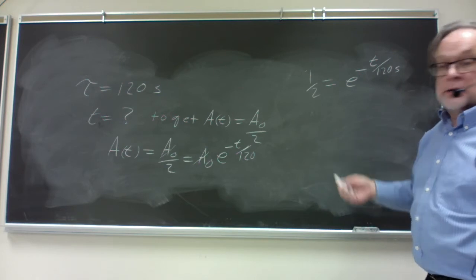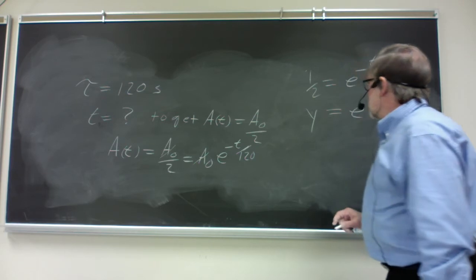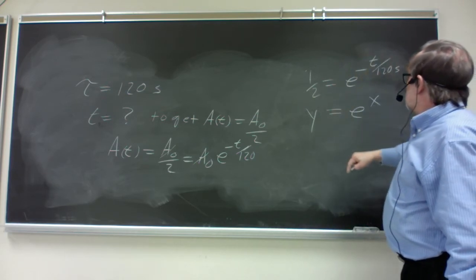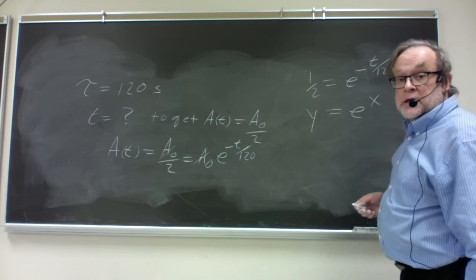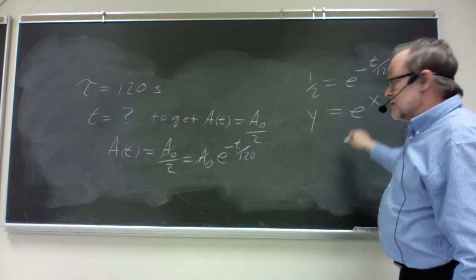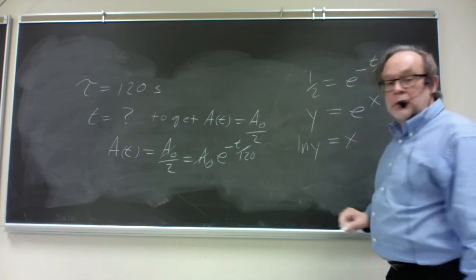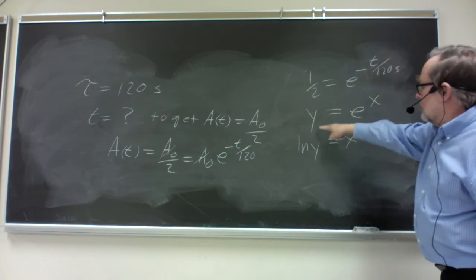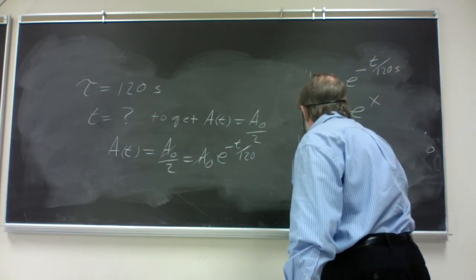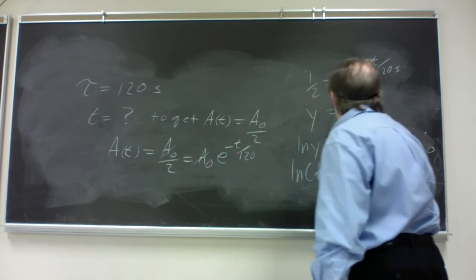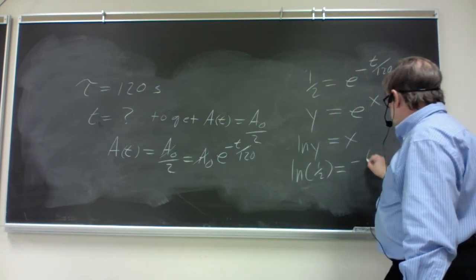By doing the same kind of thing, compare this with the basic equation. 1/2 corresponds to y, and x corresponds to this exponent, minus t over 120 seconds. But if we have this exponential relationship, then we know that log of y is just equal to plain old x. So y in this case is 1/2, and x in this case, the exponent, is minus t over 120.